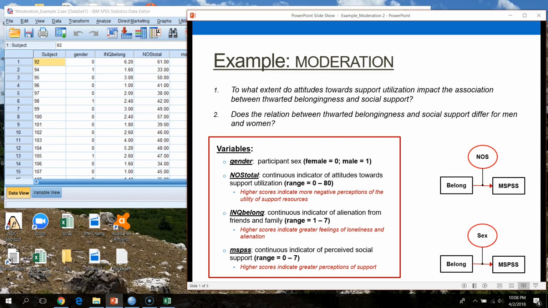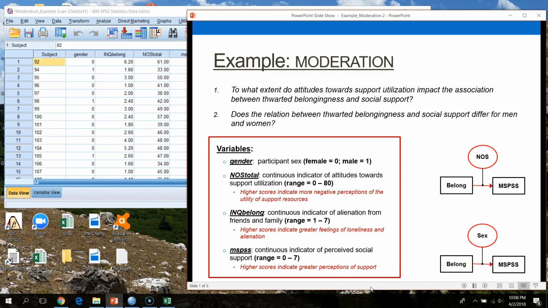But in terms of our moderation analyses, there are two questions that we're going to look at in this model. One, to what extent do attitudes towards support utilization impact the association between thwarted belongingness and social support? That's this model right here. And then in the same regression, we're also going to look at whether the relation between thwarted belongingness and social support differs for men and women. And that's going to be this model right here.